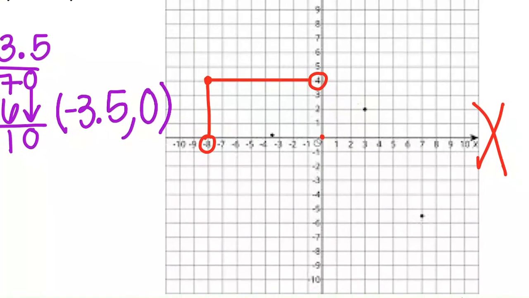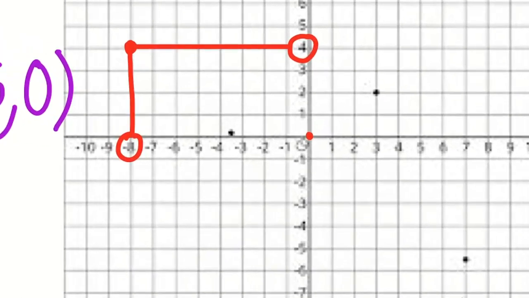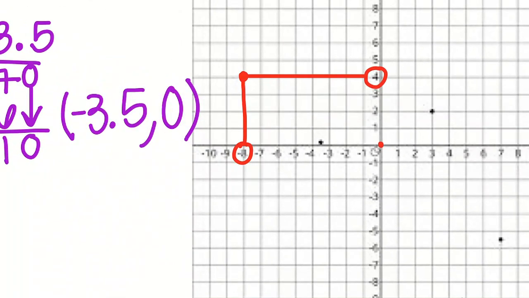Okay, so let's go over -3.5. Is that left or right? That's going to be left because it's negative. Okay, and then I'm going over in between. Am I going to be in between -2 and -3 or -3 and -4?